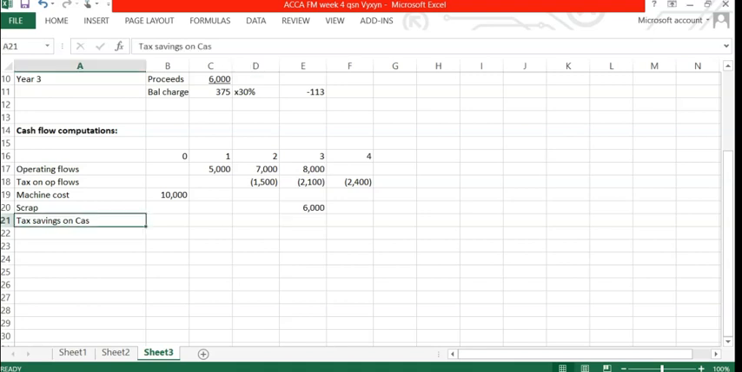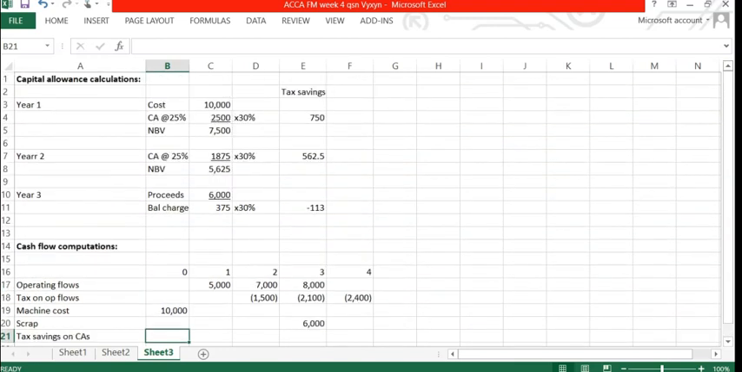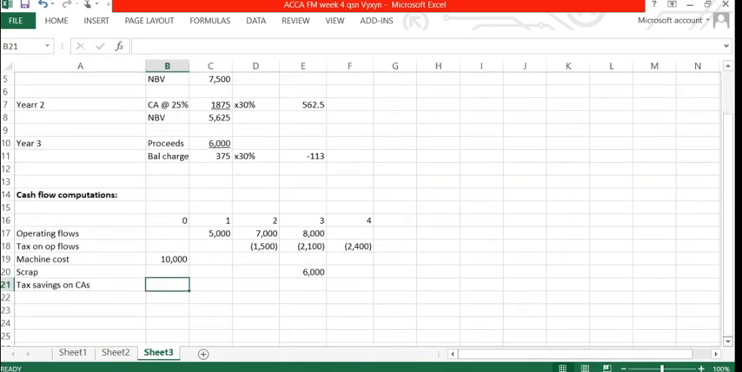Okay, tax savings, and we did these computations here. The first one is 750, then 5,625.5, then negative 113. What is important is that it is paid in arrears, so we are going to start these savings in year 2.